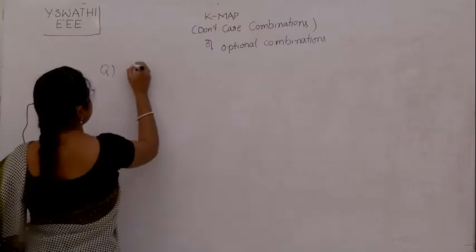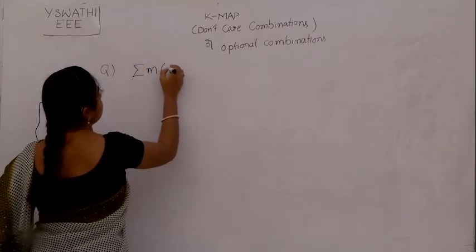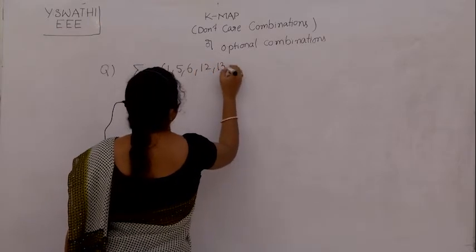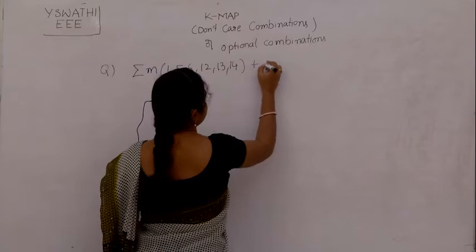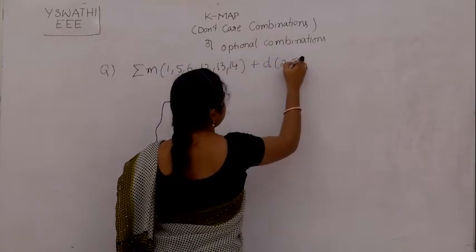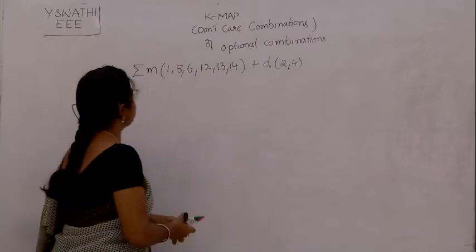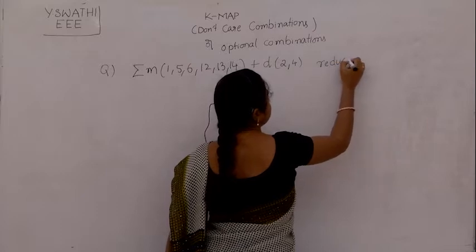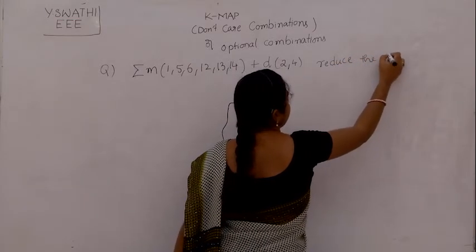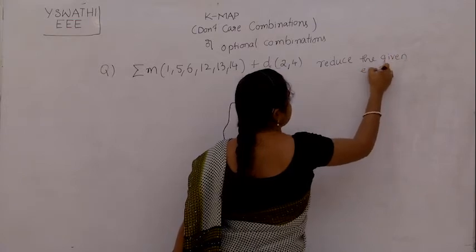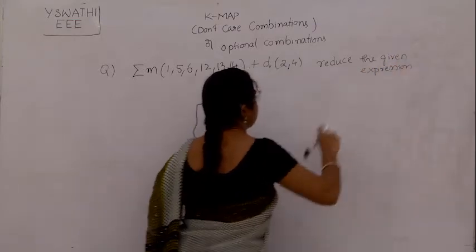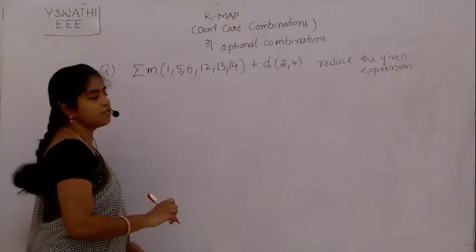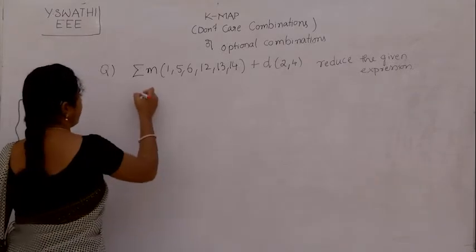Our first example is to reduce the expression sigma m of 1, 5, 6, 12, 13, 14 plus a don't care combination of inputs 2 and 4. This is our expression. We have to reduce it to minimal form. Now it is a 4 variable expression, so we will take the 4 variable K-map.